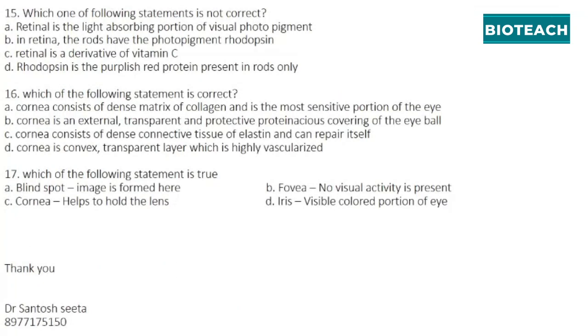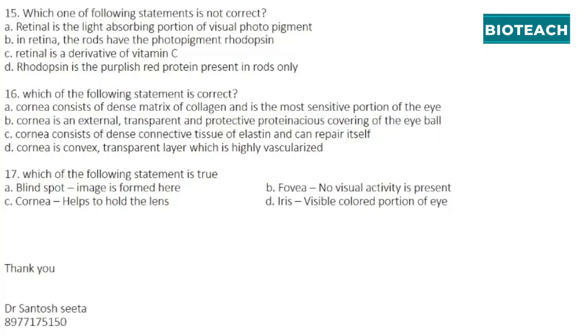Question number 15. Which one of the following statements is not correct? Retinol is the light absorbing portion of the visual photopigment. Correct. In the retina, the rods have the photopigment rhodopsin. Correct. Retinol is a derivative of vitamin C. Wrong. Retinol is a derivative of vitamin A. Rhodopsin is a purplish red protein present in the rods only. Right. So the correct answer is C. Retinol is a derivative of vitamin C is not the correct statement.